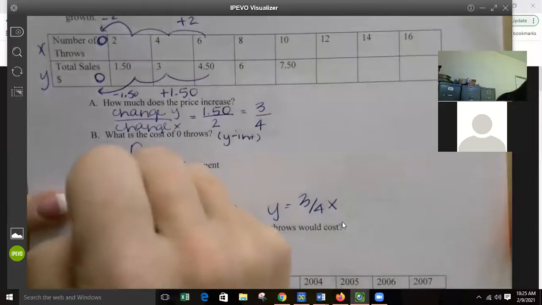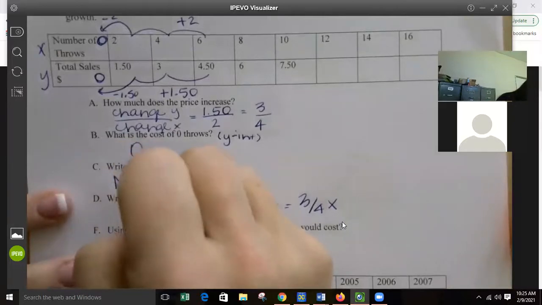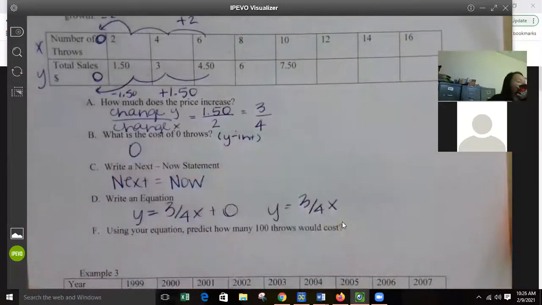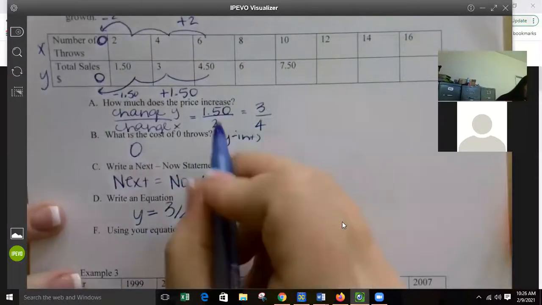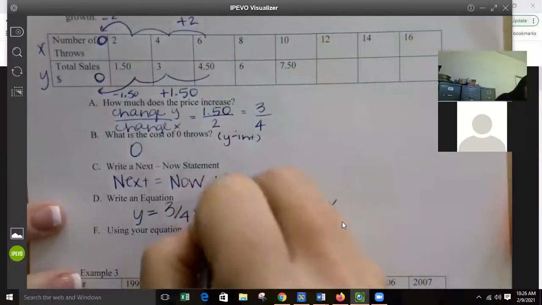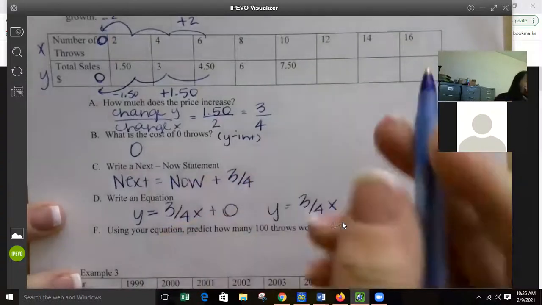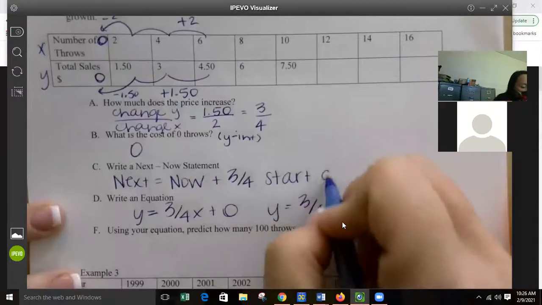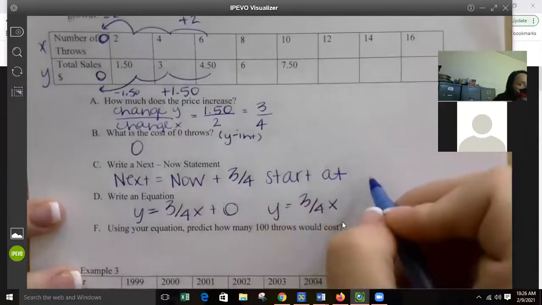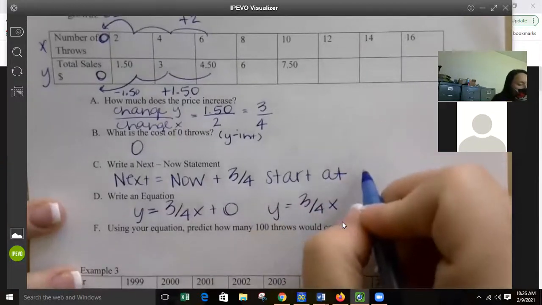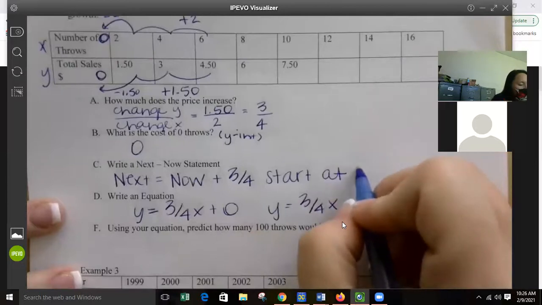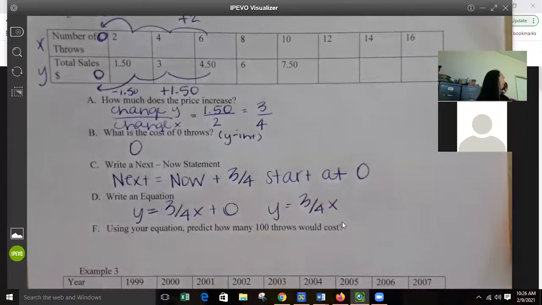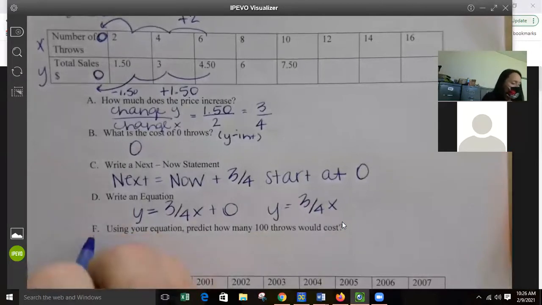So next equals now. Remember, we put in our slope. So what was our slope? It's a positive 3/4. We do plus 3/4. And then we start at, what was our y-intercept? Nope, what was our y-intercept? 0. And again, we'll do part, should be part E, but we'll do it in a minute. Okay.